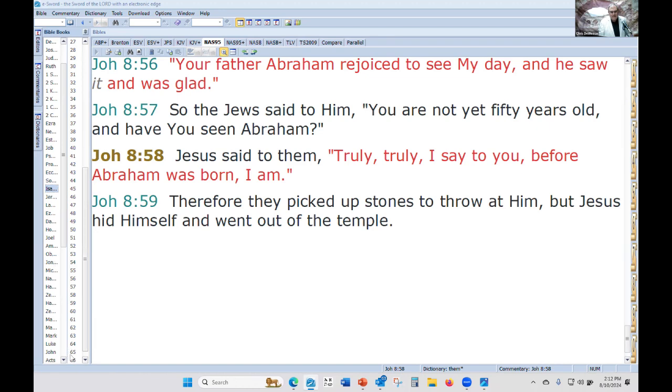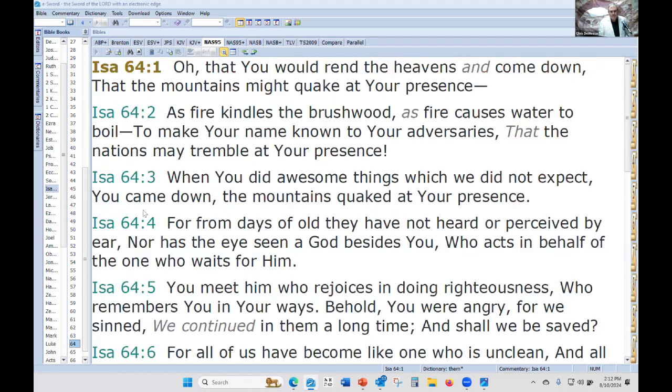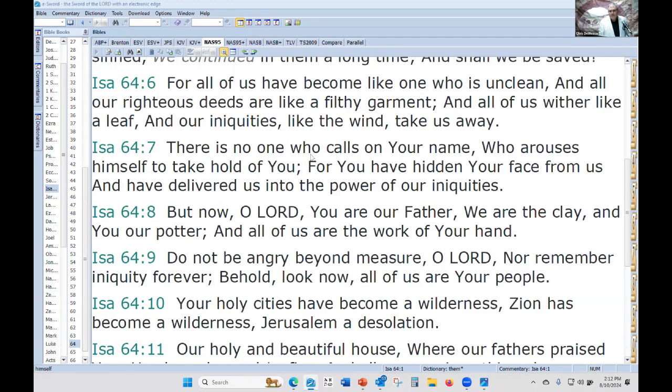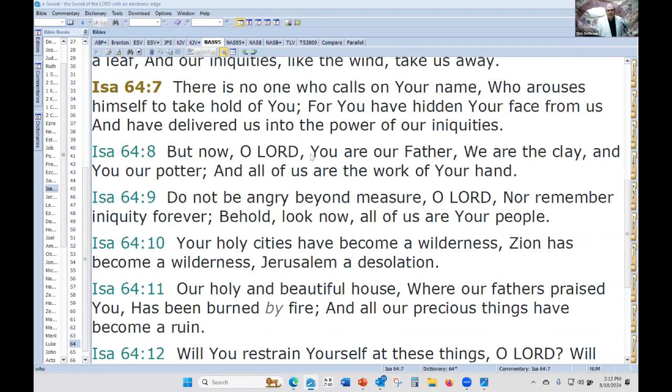But in Isaiah 64:7-8, "There is no one who calls on your name who arouses himself to take hold of you, for you have hidden your face from us and have delivered us into the power of our iniquities."